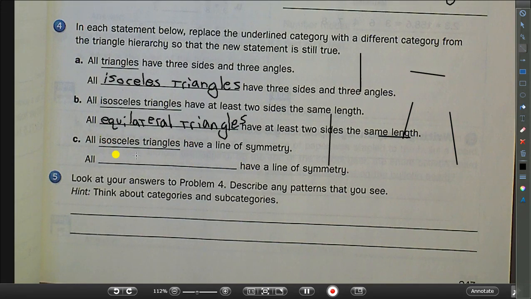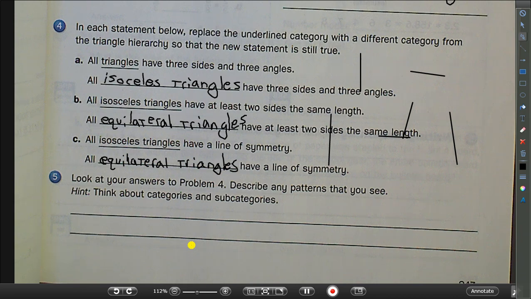So if all isosceles triangles have a line of symmetry, then all equal, I guess I need the squiggly line, not the straight line maker. All equilateral triangles have a line of symmetry.